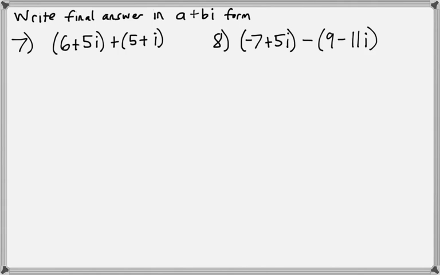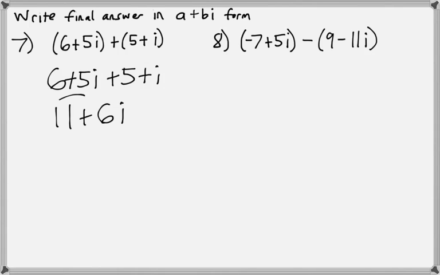So on number 7, I'm going to rewrite this without parentheses, and then I'm going to combine my like terms. So it'll be 11 plus 6i. So I'm basically just treating it like an x.